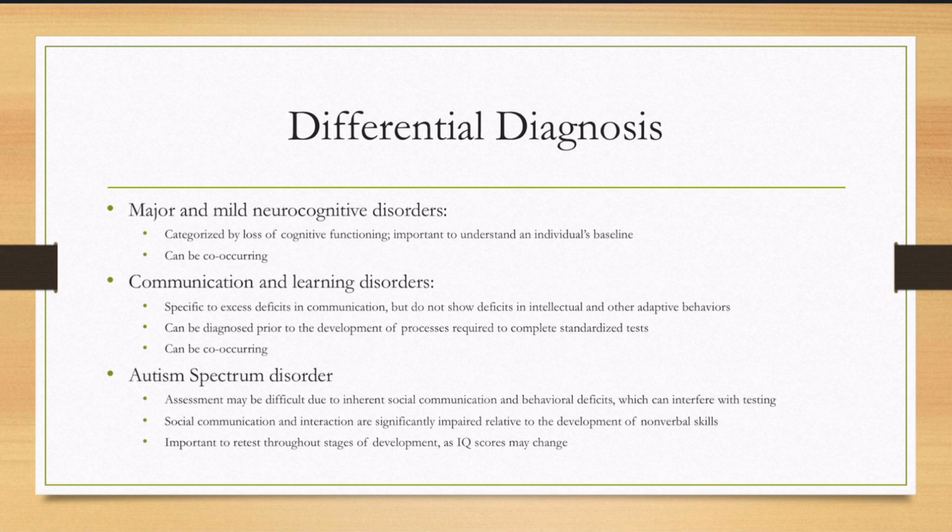And then probably the trickiest one is going to be autism spectrum disorder. And that's just because there are a lot of symptoms that occur with autism spectrum disorder that can interfere with testing. And this could be from social communication and behavioral deficits. So it's important to retest throughout stages of development as IQ scores may change, and the individual's skills, whether they're academic, cognitive, communicative, can all change throughout time.